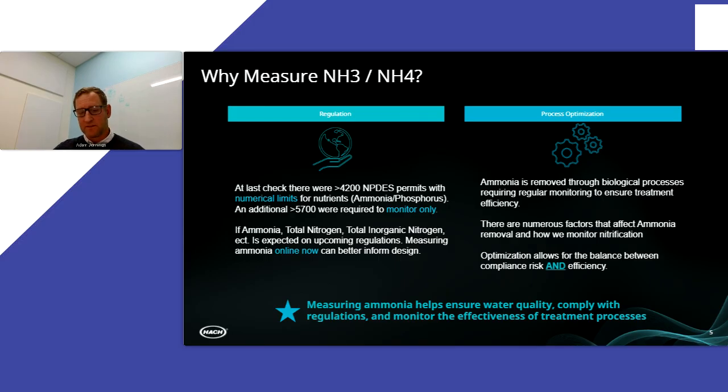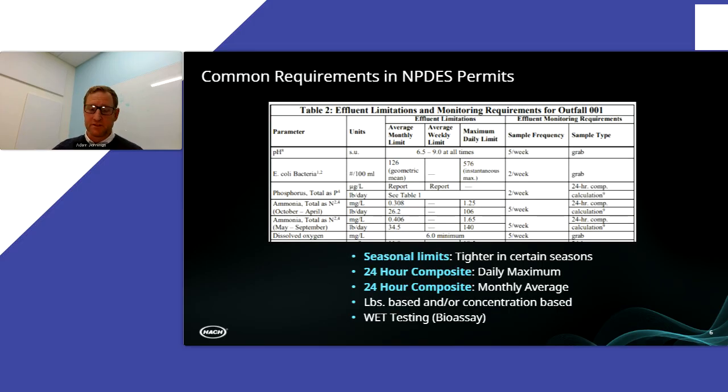We can't spend too much money, but we need to try to find the balance where we have enough online data to be able to properly run our process. Some of those permits, what do they look like? This is just a snip of a permit and some of the regulations that someone might have.